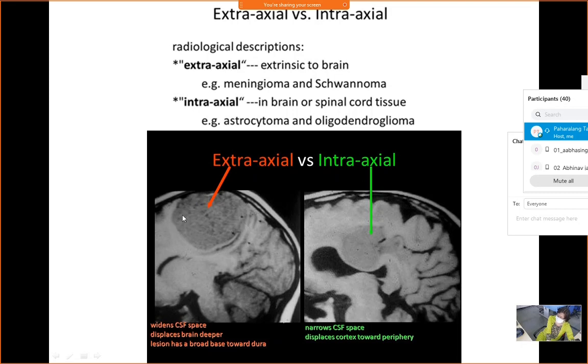parenchyma. So when we see a tumor like this and we see a dural tail, as we call it, we are very sure that this is an extraaxial tumor, probably arising from the dura. That means it is a meningioma.